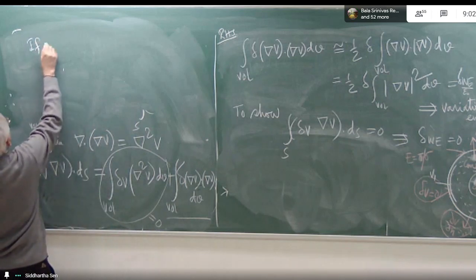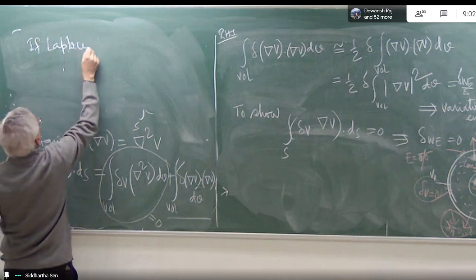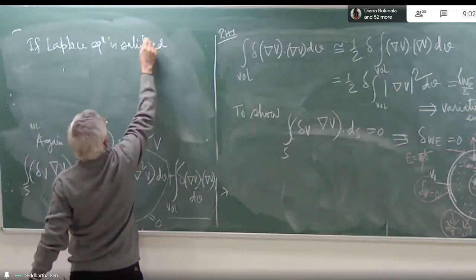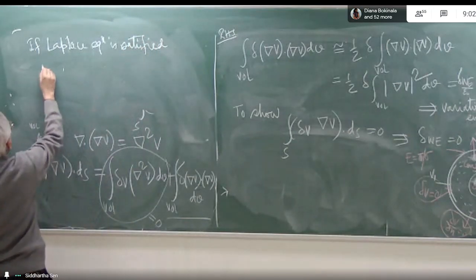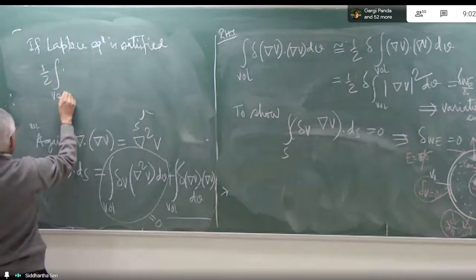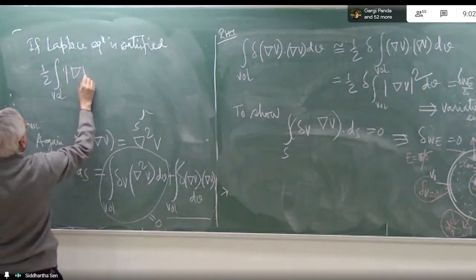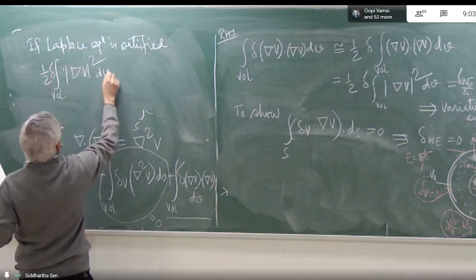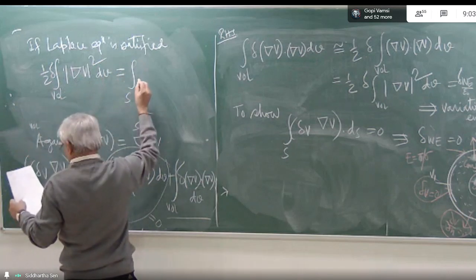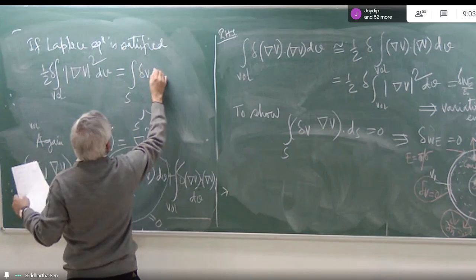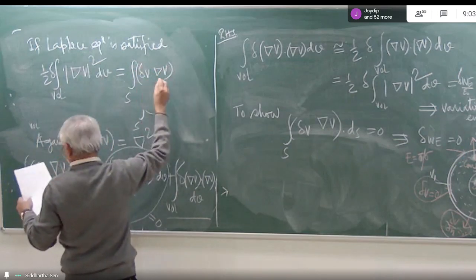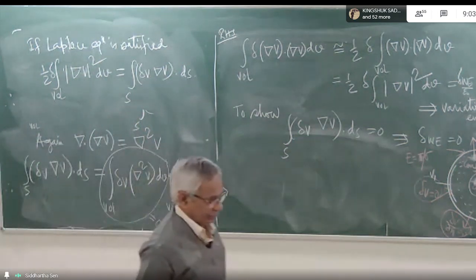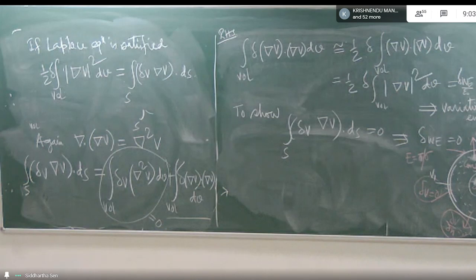If the Laplace equation is satisfied, then half of the volume integral of nabla V whole squared, obviously it should be a delta of that, into dV, is equal to the surface integral of delta V nabla V dot dS. Okay. So whatever we had told, I am just rewriting the things there.